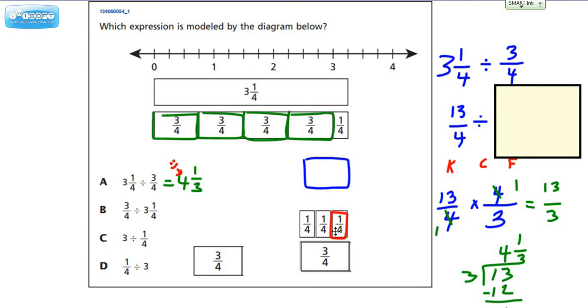So that's why we would be calling this red chunk thirds. That also explains why, if we have one of these chunks that we'll call a red chunk, even though it's labeled here in the diagram as a 4th, it's really 1/3 of this blue box, confirming that choice A is indeed the correct answer.